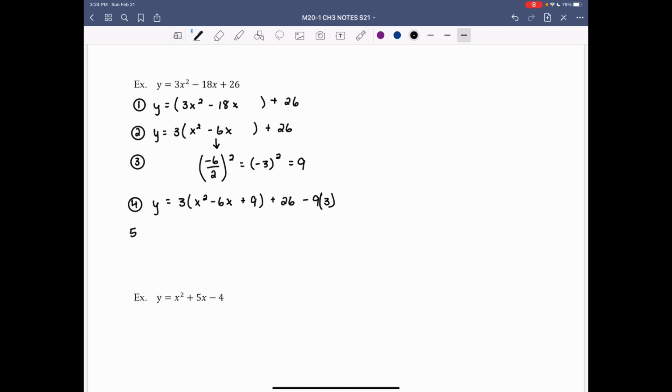Step 5, we're going to factor this trinomial. Y equals 3 bracket, square root of x squared is x, square root of 9 is 3, the sign from the middle term is negative, close bracket, squared, don't forget that squared, and then we have plus 26 minus 27, 9 times 3 is 27. And then finally simplify the constant term. Y equals 3 bracket x minus 3, close bracket, squared. 26 minus 27 is negative 1.